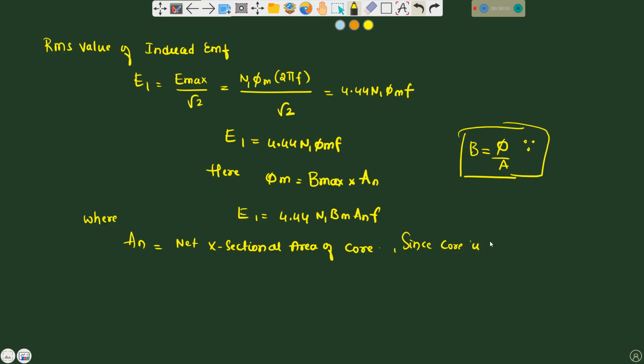Since the core is laminated, we have Ag equal to L into B. Therefore An will be Ag into Ks. Here Ks means what? Stacking factor.